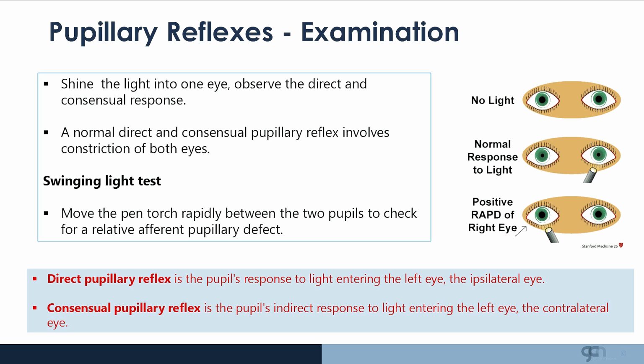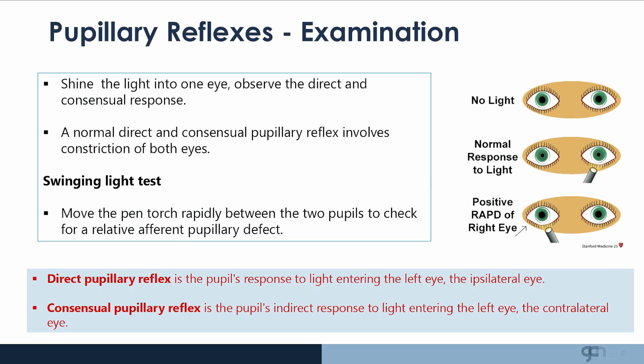And that's why, if you shine a light into one eye, you would expect that eye to constrict, but due to the bilateral innervation of the Edinger-Westphal nuclei and the bilateral activation of the oculomotor nerves, the contralateral eye should also constrict. And these two phrases are used. The direct pupillary reflex means that the pupil in which light is being entered should constrict, and the consensual reflex is the indirect response, that is the eye which light is not being shone into would also constrict.